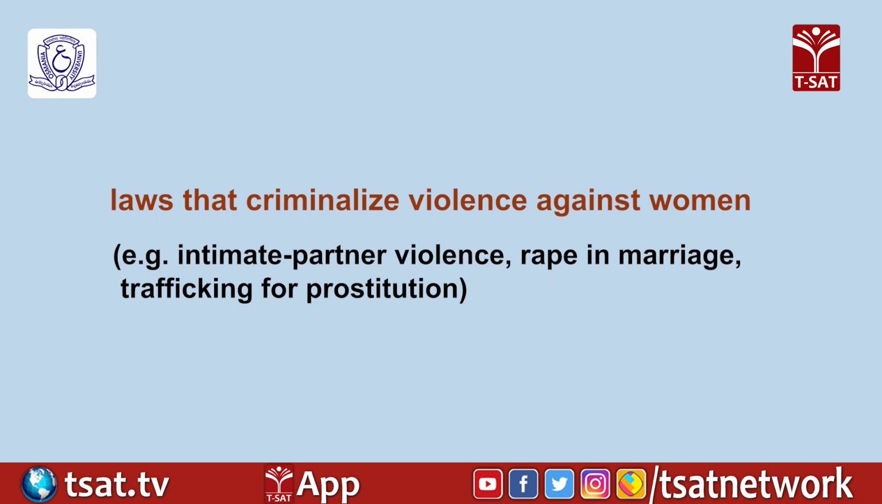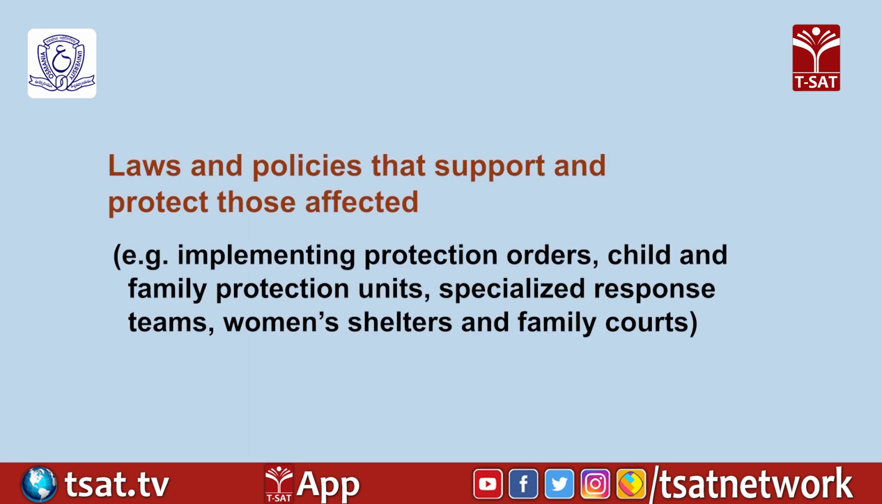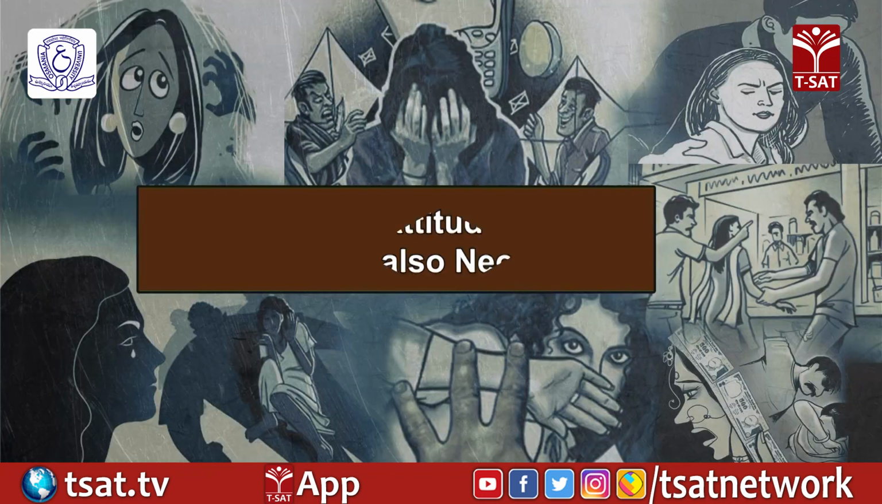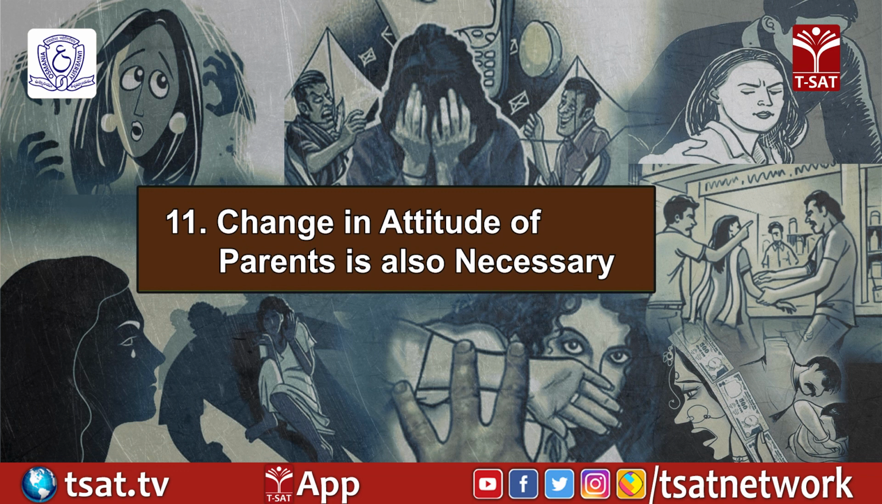Among them are laws that criminalize violence against women, that is, intimate partner violence, rape in marriage, trafficking and forced prostitution. Laws and policies that support and protect those affected, for example, implementing protection orders, child and family protection units, specialized response teams, women's shelters and family courts, are improving the response of police and other criminal justice officials towards cases of violence against women and improving women's rights in marriage, divorce, property ownership and inheritance and child support. Change in attitude of parents is also necessary. Parents should help their daughters who are victims of wife battering, domestic violence and other related issues.